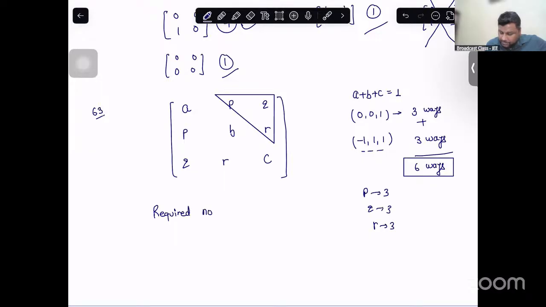That means the required number of matrices is 6 into 3 into 3 into 3. That is 81 into 2. 81 into 2 is 162. This many symmetric matrices you can construct. Am I clear? Is it okay, everybody?